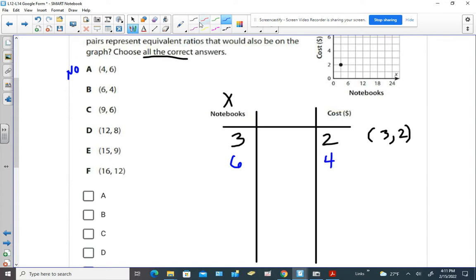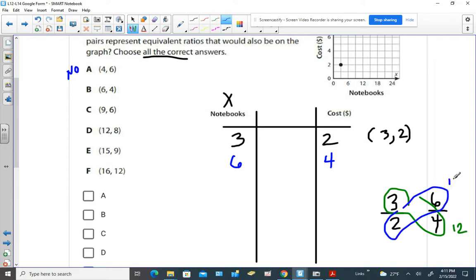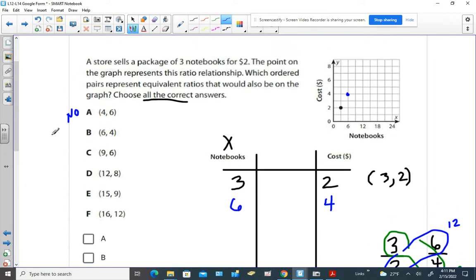So we can check the cross products. If we write this as a ratio written as a fraction, and we write this as a ratio written as a fraction as well, and we check the cross products, this times this would be 12. 3 times 4 is 12. Is the other cross product 12 also? Is 2 times 6 12 also? It is. So let's plot that. Over 6, up 4, and let's put a dot. All right, so that's a yes. That's one we're going to pick.